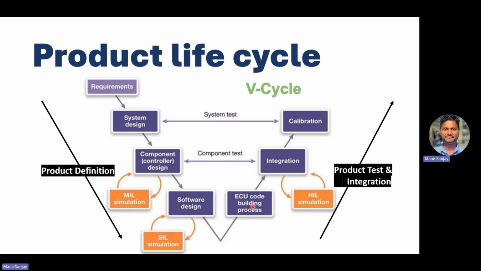But the very interesting part is why I'm bringing this V cycle, or V model, here. If you see this phase of the V cycle, it is called product definition. Here, when it comes to component design, the MIL simulation is widely and extensively used. When it comes to software design, the SIL simulation testing method is widely used. And when it comes to integration with the actual system and looking at performance before going for production, HIL simulation comes into the picture.